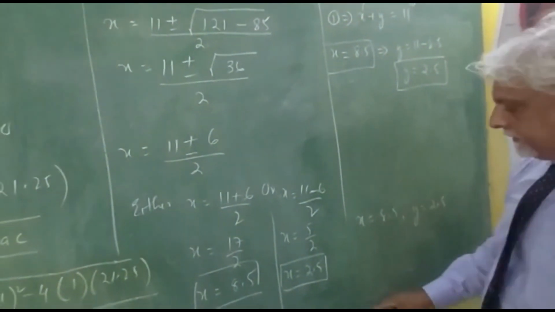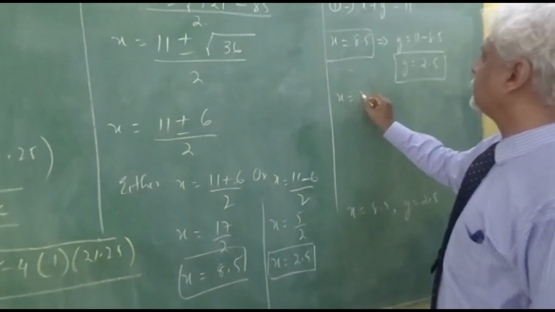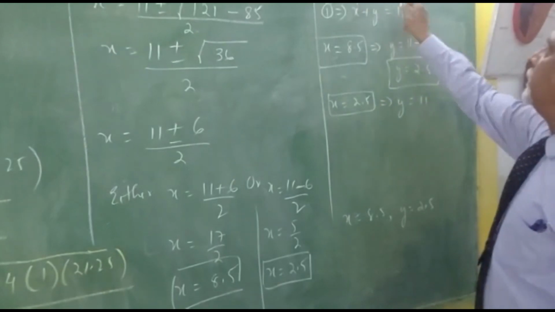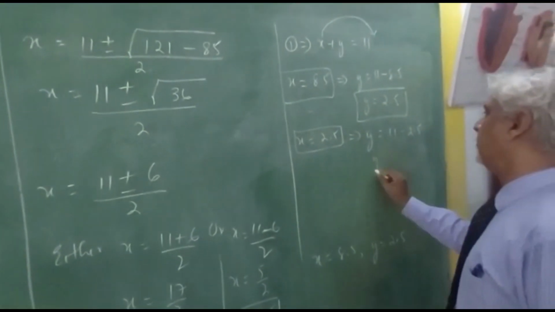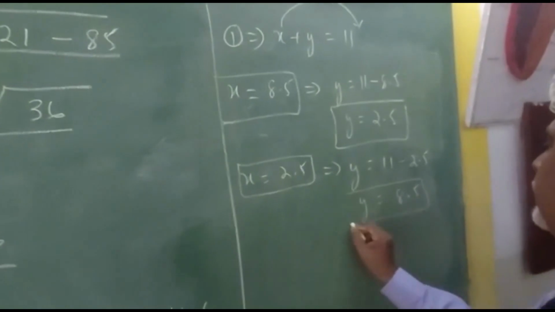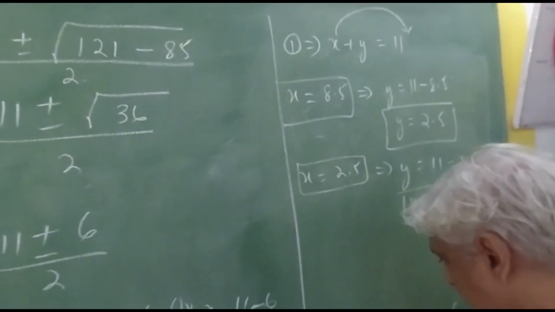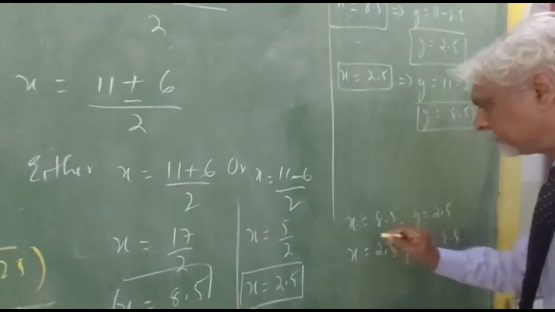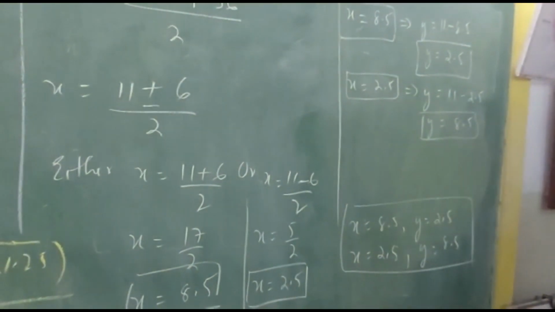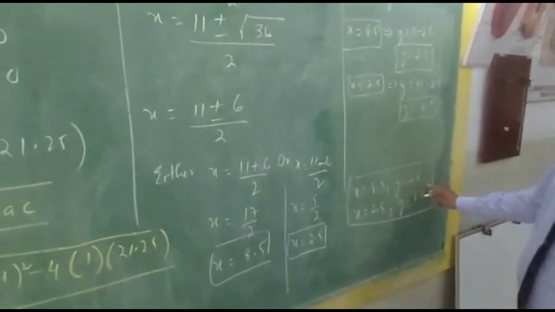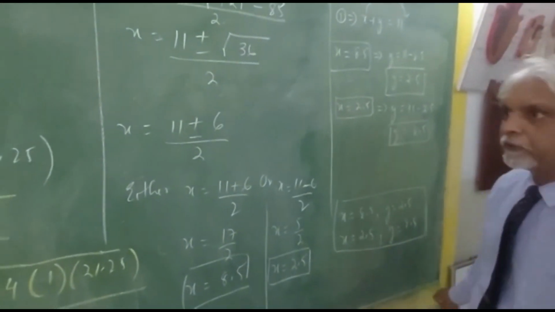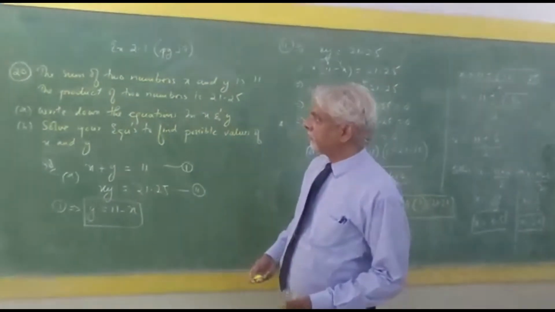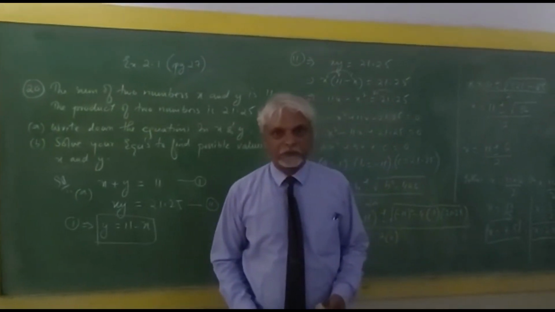Now what happens when x is 2.5? When you put x equal to 2.5, what is the value of y? y is equal to 11 minus 2.5, which is obviously 8.5. So when x is equal to 2.5, the value of y will be 8.5, just coming vice versa. There's the answer. So x is 8.5 and y equals 2.5. x is 2.5, y is equal to 8.5. I hope it is clear to you all, and hopefully we'll continue in the next lesson with sum number 22 and 24 onwards. Thank you. Till then, take care.